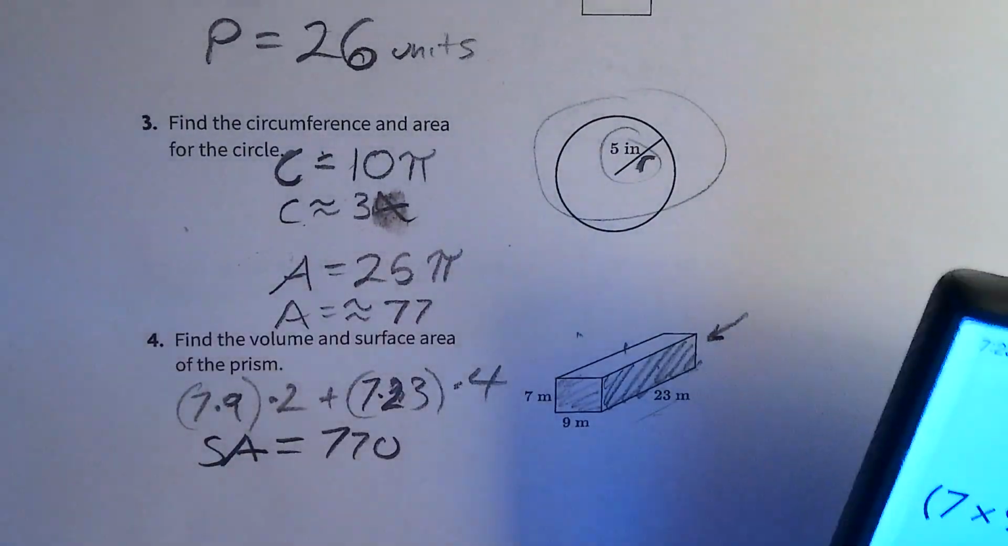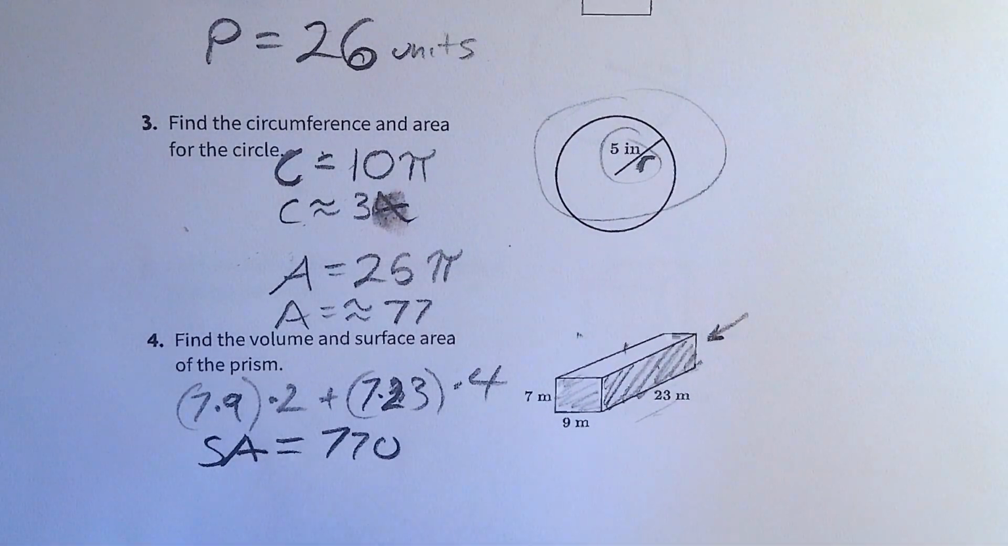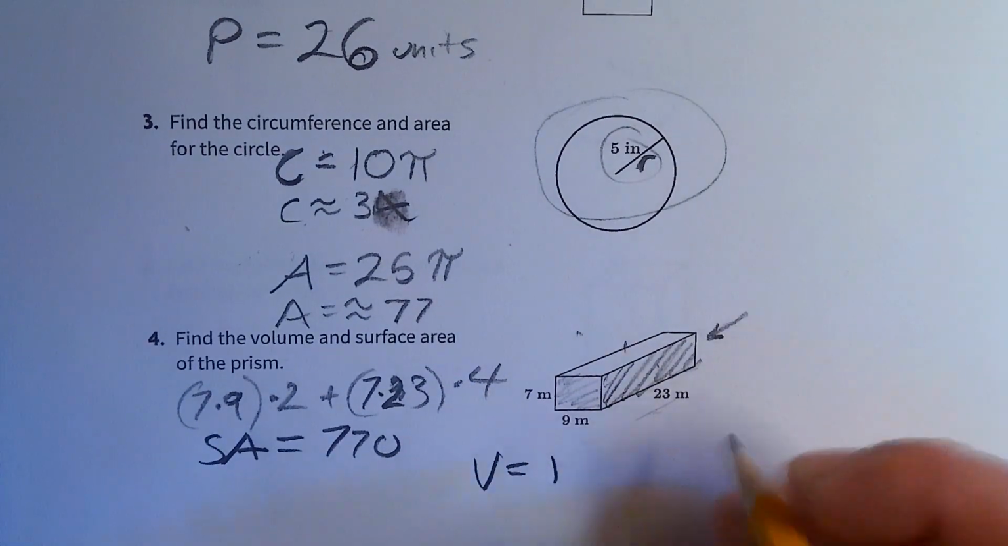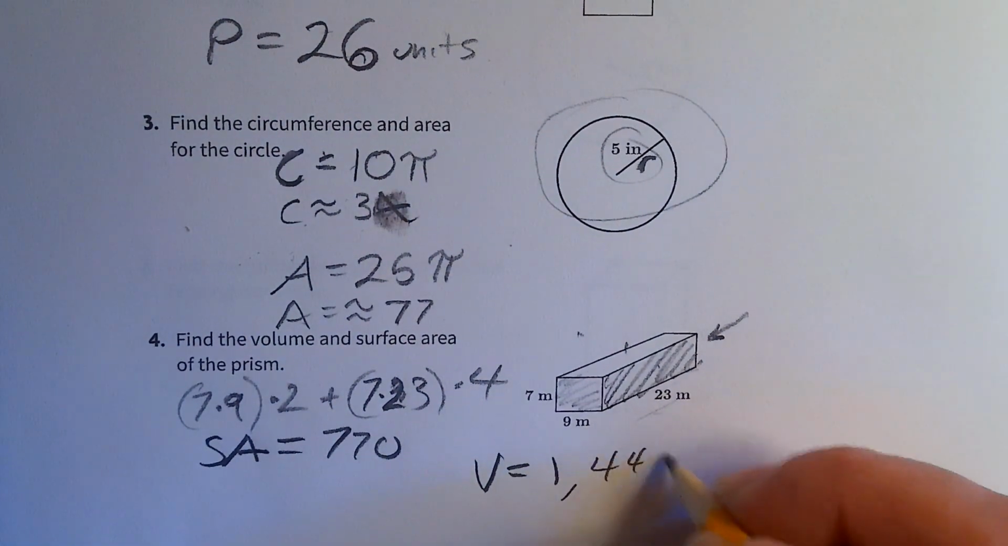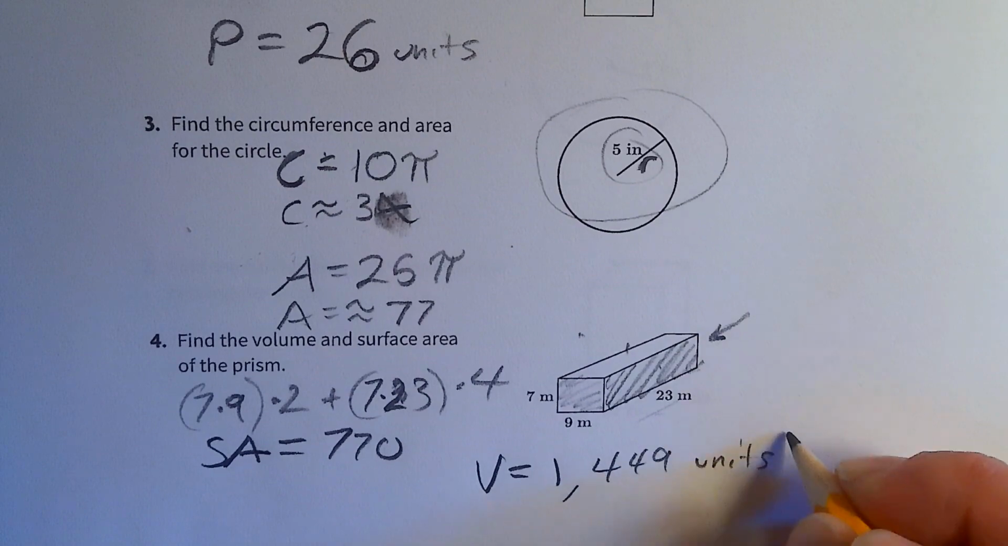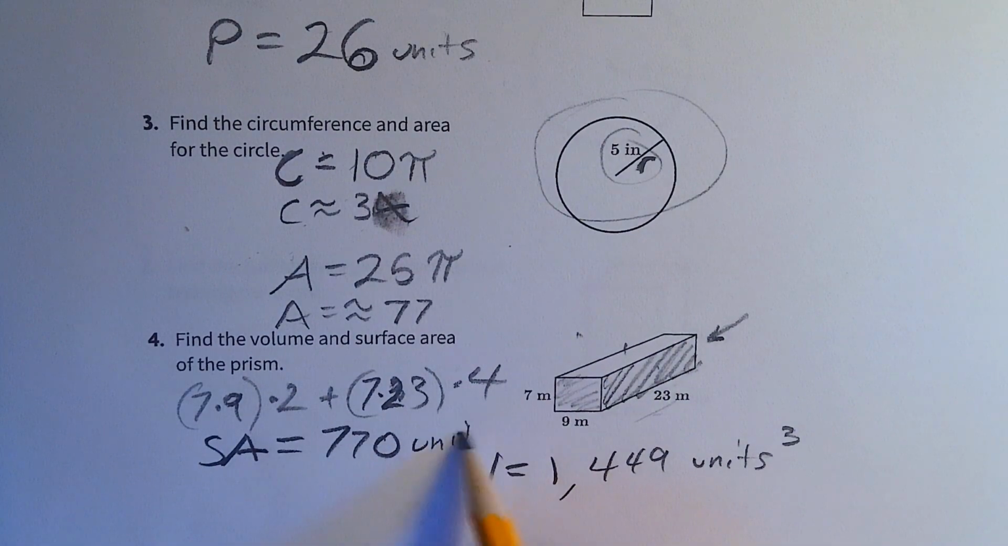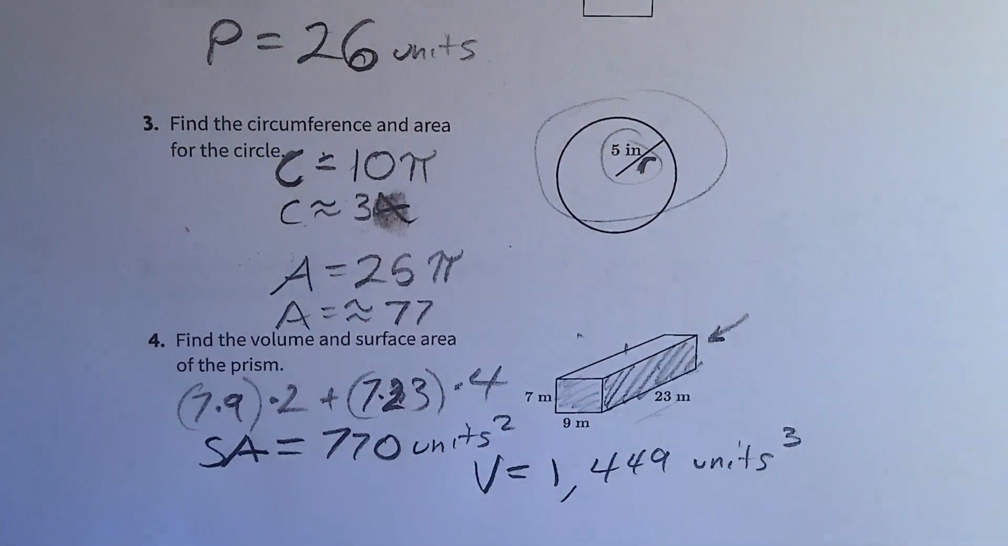Volume is just 7 times 9 times 23. 1,449 units cubed. Cubic units, cubies, whereas the surface area is measured in squares. The squares that cover it, like poster paper around the outside. Moving on to the trigonometry.